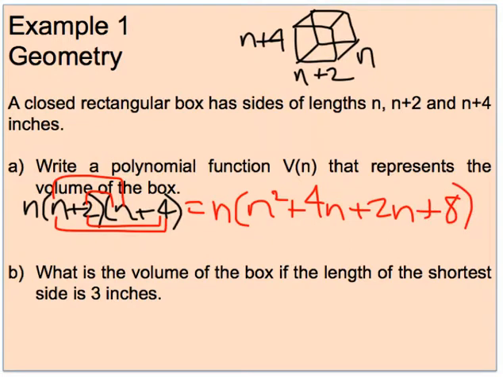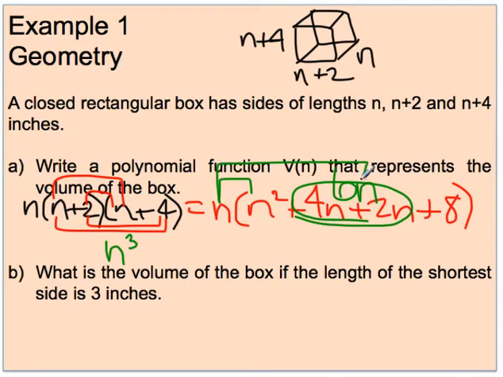Then I'm going to distribute the n, so I have n times n squared, that's going to give me n to the third. I'm going to combine like terms here, so I have 4n plus 2n, which is 6n. So when I multiply n times 6n, I'm going to get plus 6n squared. And n times positive 8 is going to give me plus 8 times n. So this is my polynomial function for the volume of the box.